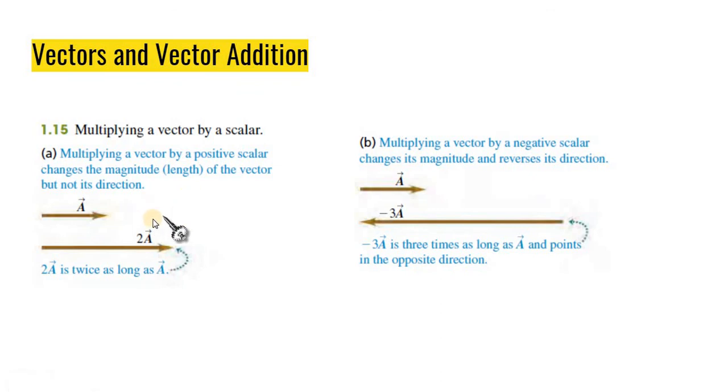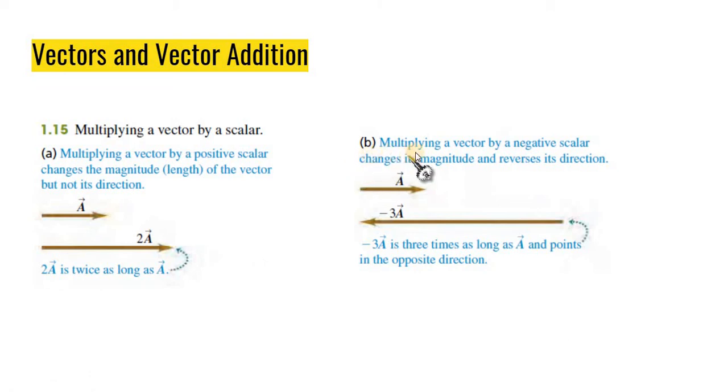So 2 is just a scalar number, a scalar quantity, because 2 doesn't have a direction. So it becomes 2 times vector A. Vector A just becomes 2 times longer than the original vector A. So 2 times vector A is twice as long as vector A. That would be the result if you multiply a vector by a positive scalar.